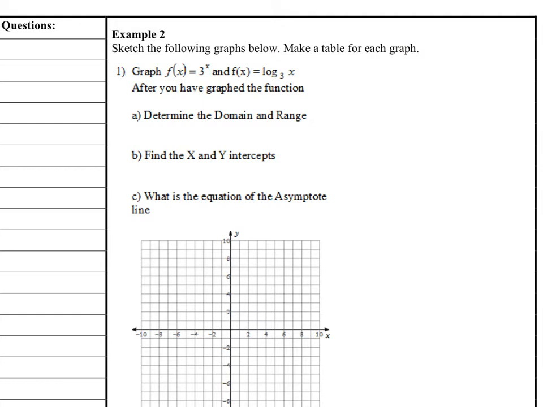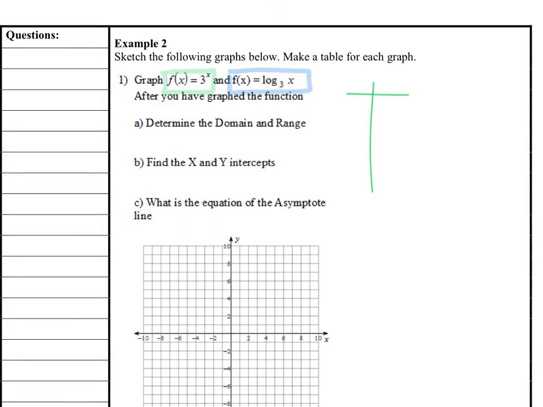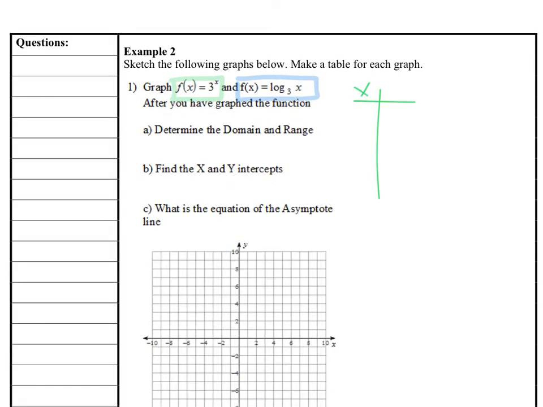So here it says, sketch the following and then make a table for each graph and also answer these questions. So first we have to graph f of x equals 3 to the x. And then secondly, we have to graph f of x equals log base 3 of x. So we again know that first we can make a table for f of x equals 3 to the x. Right, we can start at negative 2, negative 1, 0, 1, 2, 3. You can use your calculator if you want to, but this is, again, very basic.